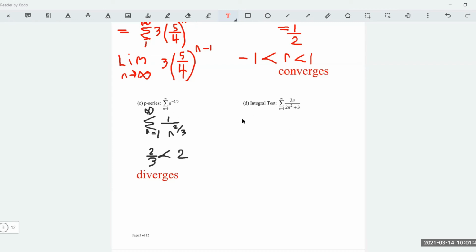Now the integral test for this. We want the integral test for the sum from 1 to infinity of 3n over 2n squared plus 3. So the integral test from n equal 1 to infinity of 3n over 2n squared plus 3. It says use the integral test, so we're going to do a little bit of integration. We're integrating from 1 to infinity of 3n over 2n squared plus 3.